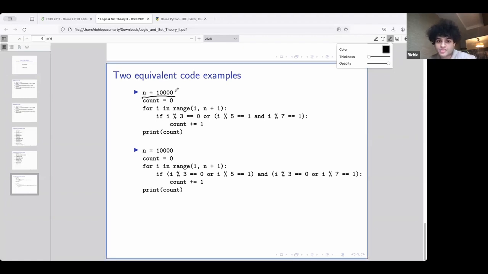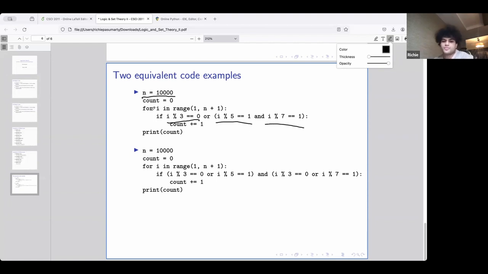So I have some number n, 10,000. I'm keeping track of some count, and I'm looking at numbers between 1 and 10,000. If you know Python syntax, this endpoint right here is exclusive. With all the numbers in that range, I'm seeing, are they divisible by 3? That's one condition. Or, when you divide them by 5, do we get a remainder of 1? And when we divide them by 7, do we get a remainder of 1?